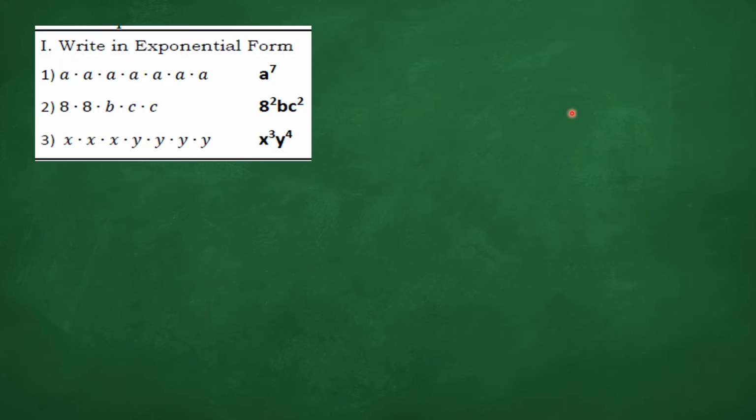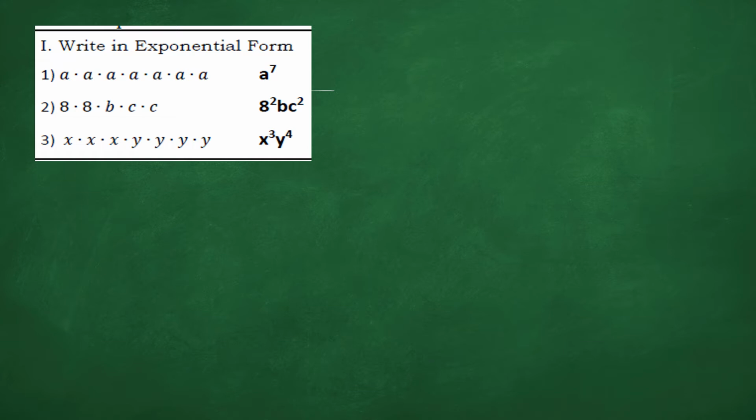Let us have the following example. Write in exponential form. These examples are written in expanded form or in long notation form. So, let us now write the following in the exponential form. How are we now going to write this from the expanded form into an exponential form or exponential notation? Okay, so this is the long notation or the expanded form.